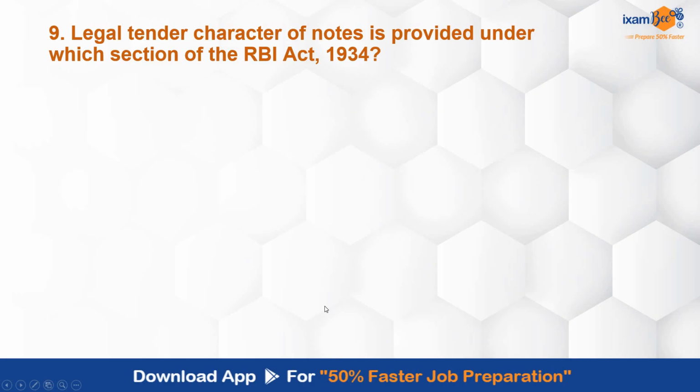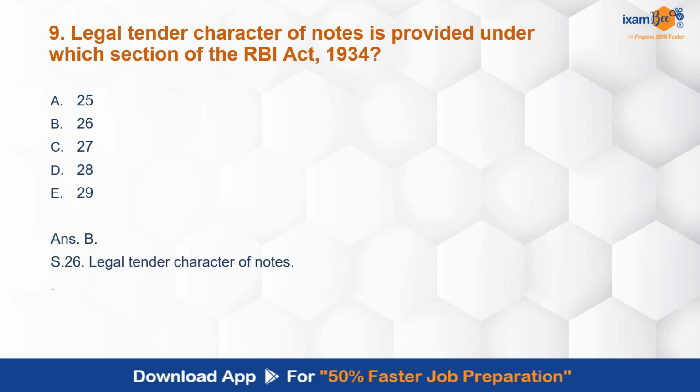Legal tender character of notes is provided under which section of RBI Act 1934: 25, 26, 27, 28, 29? Direct section based question है ये. Correct answer is B. 26. Legal tender character of notes. Please go through this section also. It's a very important concept. And also read the demonetization policy that happened in alliance with this section. You will understand the concept even better.